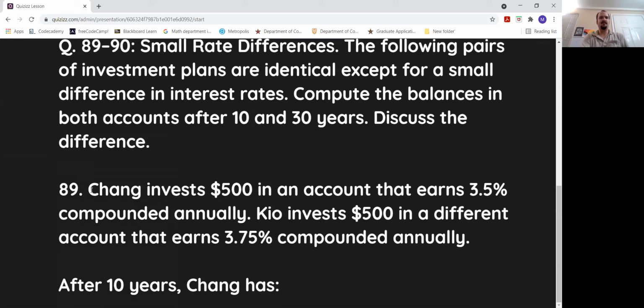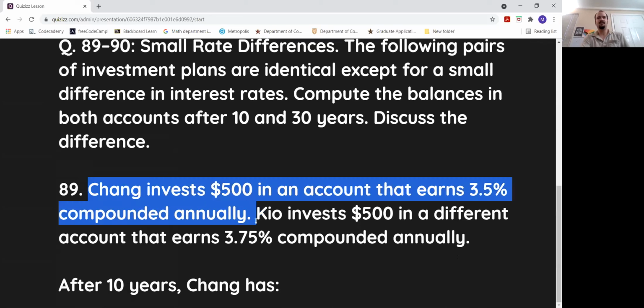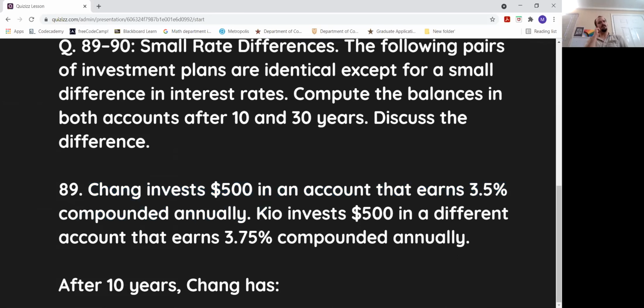So again, I think we're doing Chang for 10 years. So the principal is 500. My interest rate is 3.5%. And I want to go for 10 years. So if you use the right formula, that should be all the information you need. 500, 3.5% in 10 years.